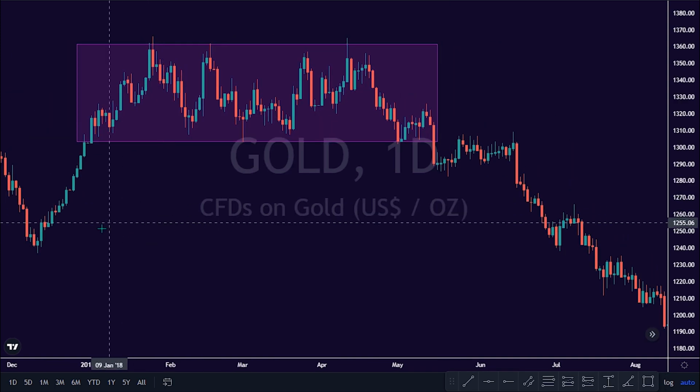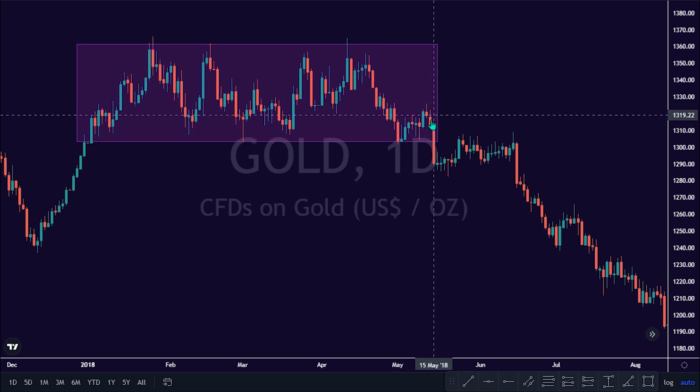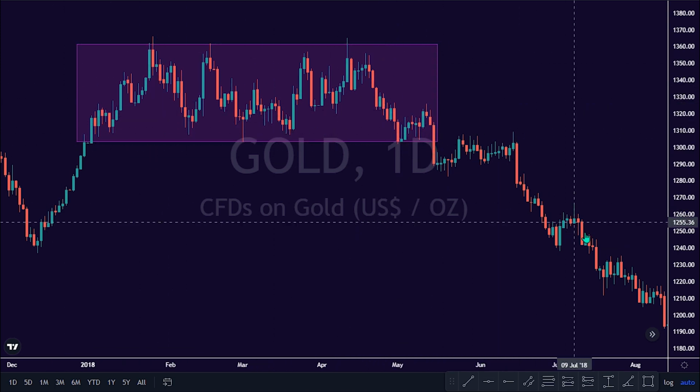In the next video, you will learn how to trade the top rectangular pattern for the reversal of a bullish trend into a bearish trend.